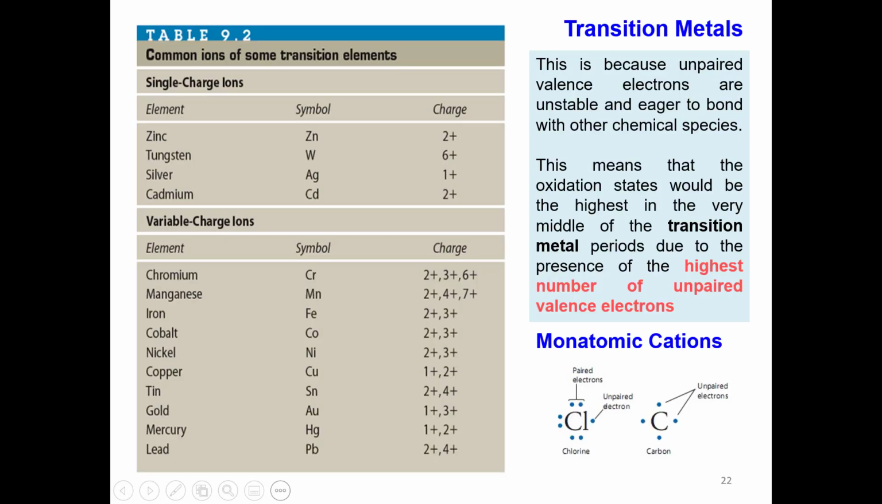Now let's talk a little bit about transition metals. In the case of the transition metals, which are the elements in the middle of the table, these don't belong to the A groups. And the thing is, these elements have more than one charge. For example, chromium has 3 different possible charges. Manganese has 3 different possible charges. Iron has 2. Cobalt has 2.